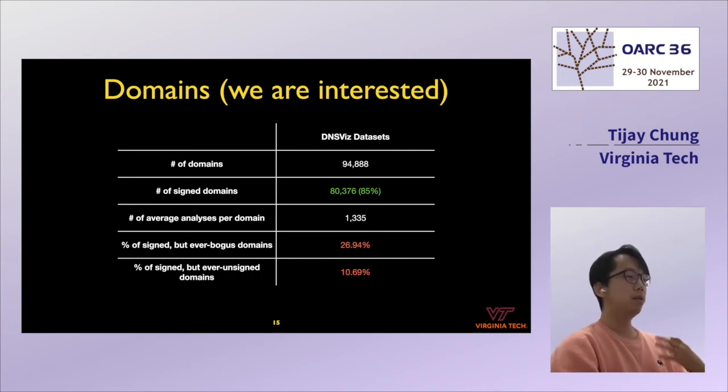But the thing is, for the percentage of signed but ever bogus domain names, sometimes their domain names turn bogus, so administrators go to the website to fix their problem. The percentage of these domain names is over 26%, and the percentage of signed but ever unsigned, which means they retracted DNSSEC, is near 10%.